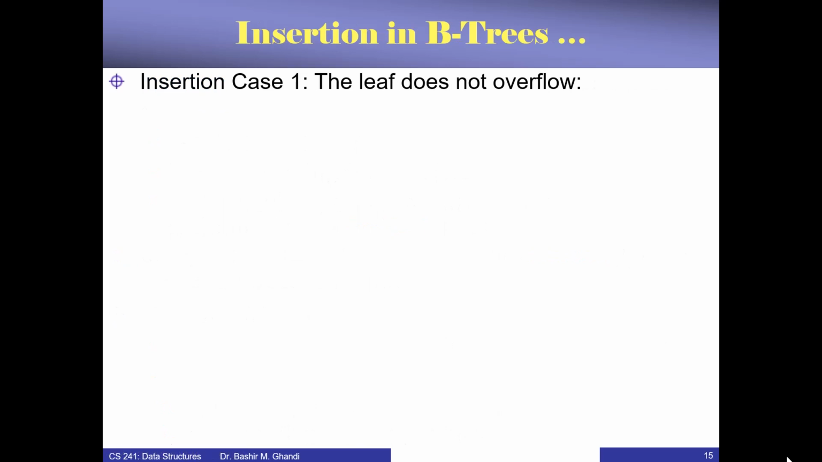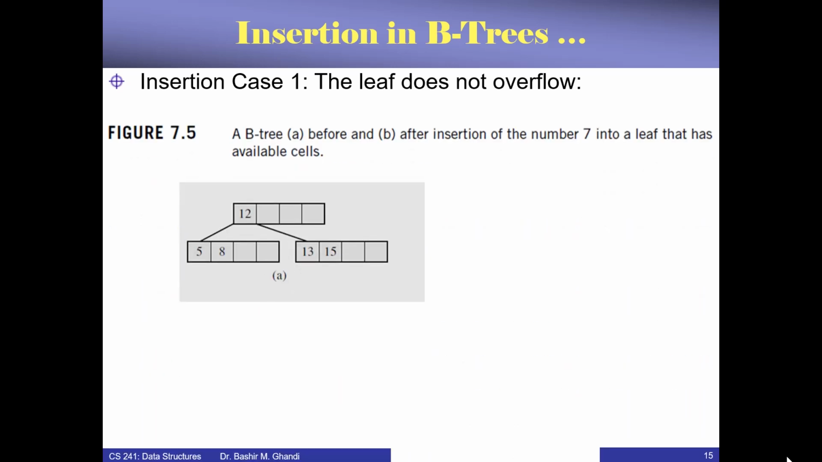Okay, so let's start with case number 1, which is easy, where the leaf does not overflow. So suppose you have this B tree. We are trying to create a B tree of order 5. Okay, this has to be mentioned. It should be clear what is the order. Okay, suppose we want to insert key 7 into this tree.